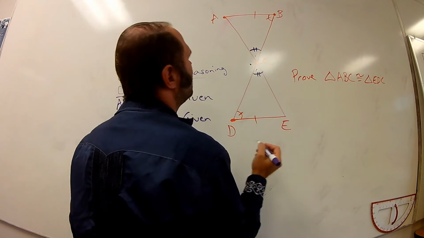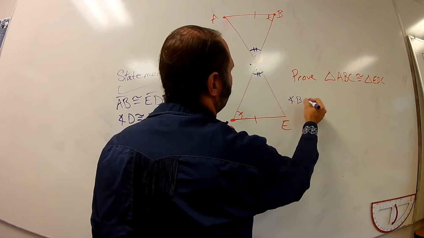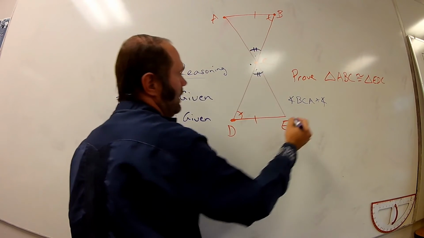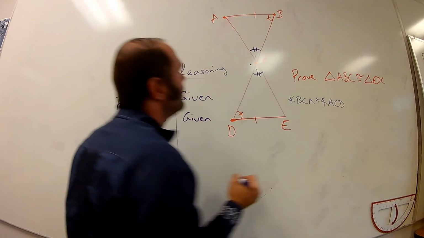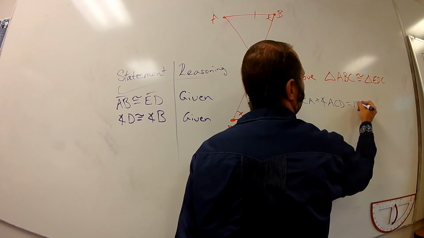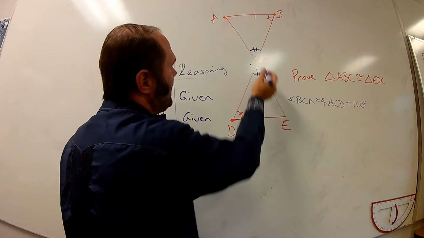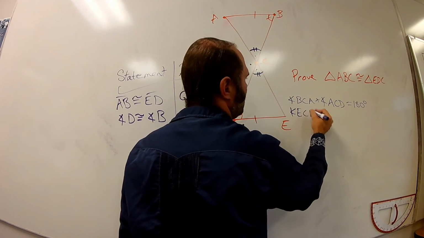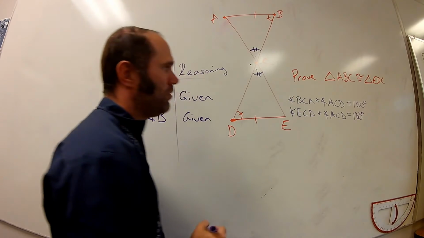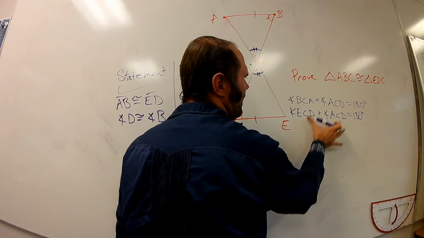So you could say angle BCA plus angle ACD. BCA and ACD must equal 180 because they form a straight line. And we can also say that ECD plus angle ACD equals 180 because they form a straight line. If that's true, if they both equal 180, then they must equal each other.